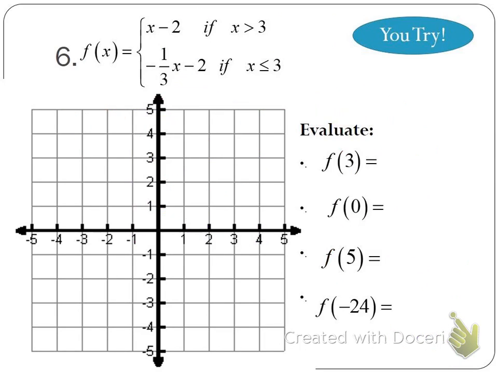All right, so now you try one. There's the piecewise function. Graph it up, and then try to find the values of f of 3, f of 0, f of 5, and f of negative 24. I think using the graph is easy enough. When you turn the video back on, I'm going to talk to you about using the function each time to find those values. Okay? But go ahead and try it. Stop the video. You can start it back up and see if you're right.